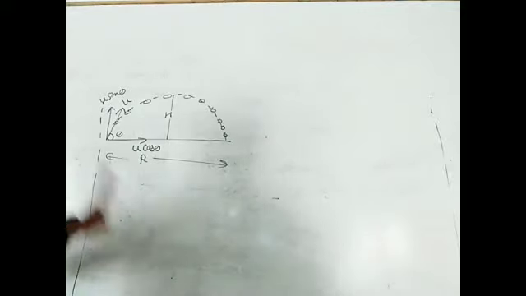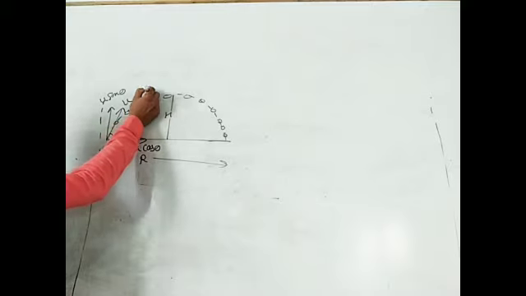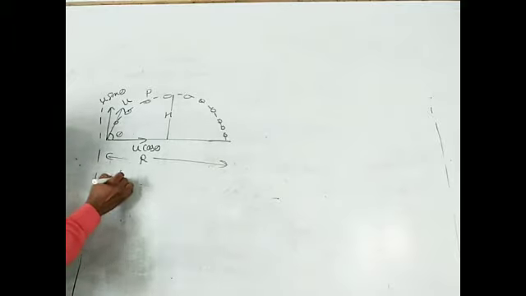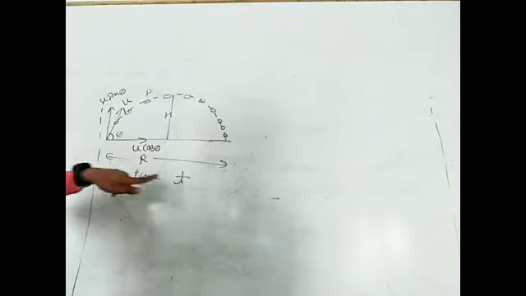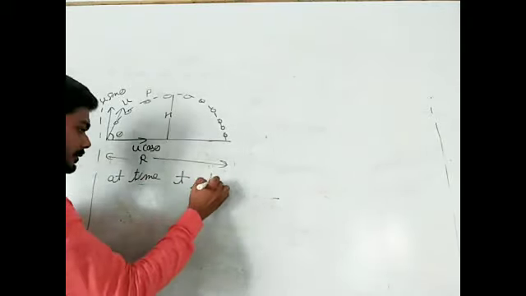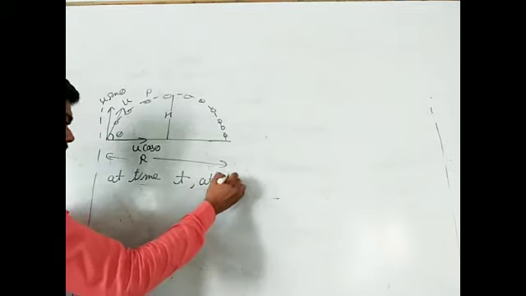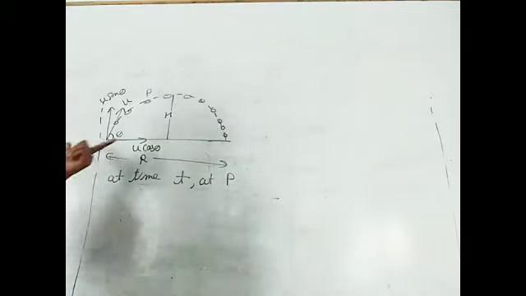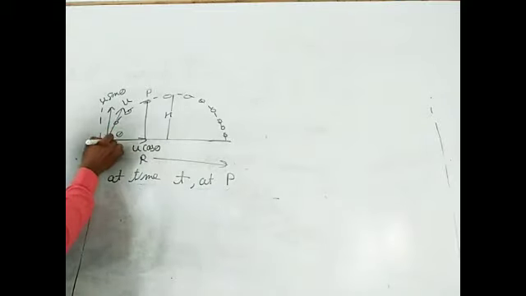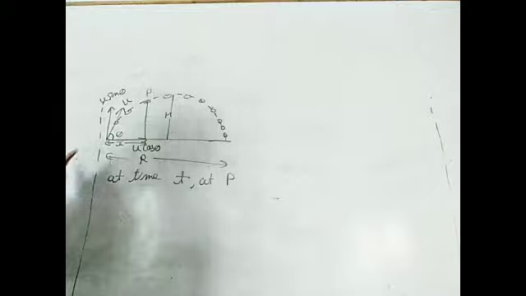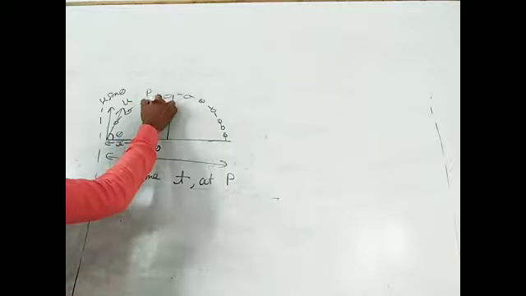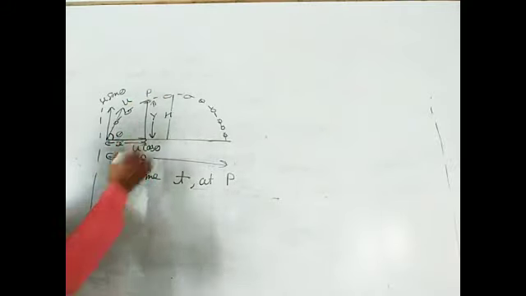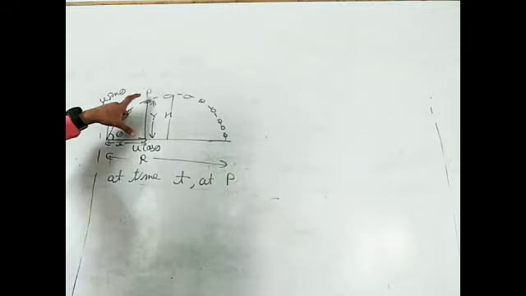Students, consider any point P. Let at any time t, the object be at P. Then the horizontal distance covered by this object is x, and the vertical distance covered is y. Horizontal distance is x and vertical distance is y.